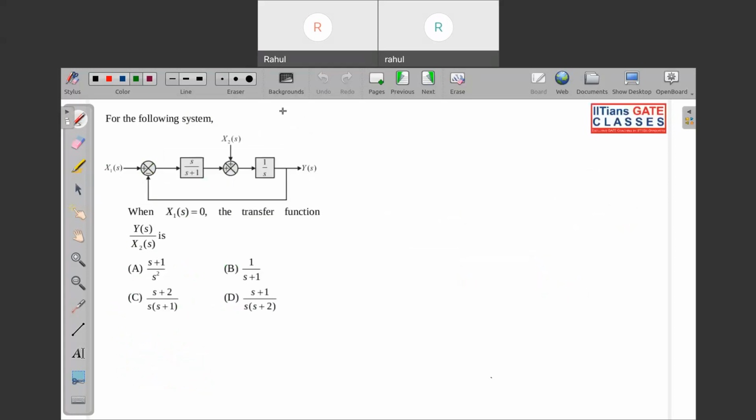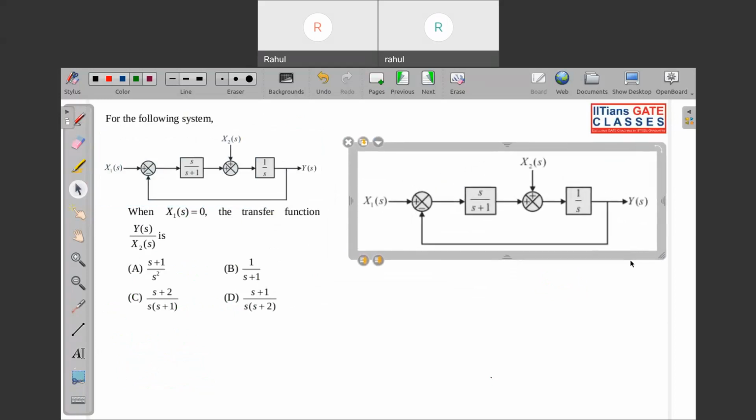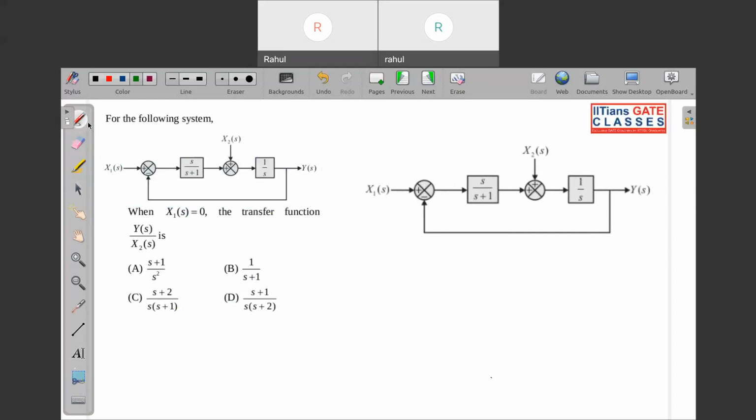The next question is, once again, to find Y by X2(s). You can take 1 minute to solve this question also. You can see over here it is asked: what is Y by X2 when X1 is 0? X1 is 0, so this will be X1 minus Y, but X1 is already 0, so only minus Y is present over here.